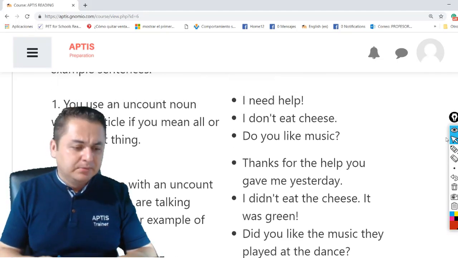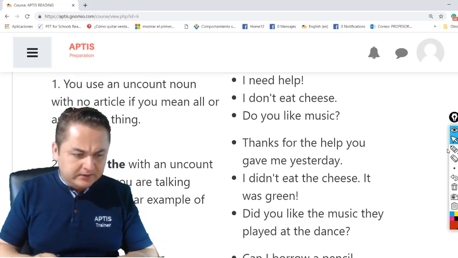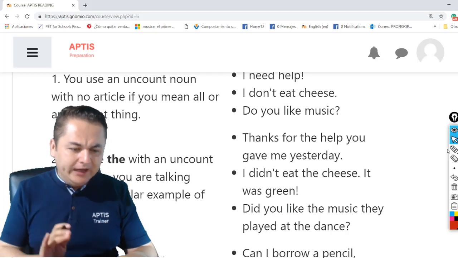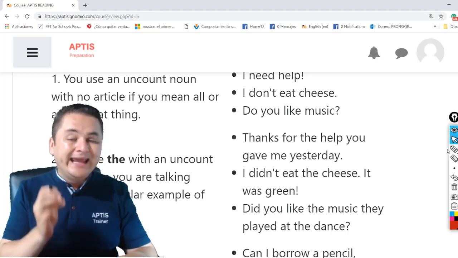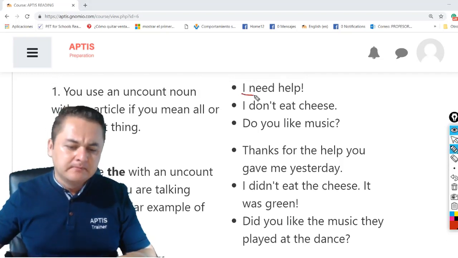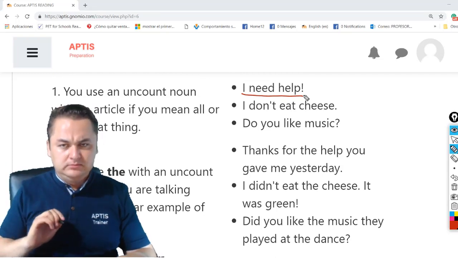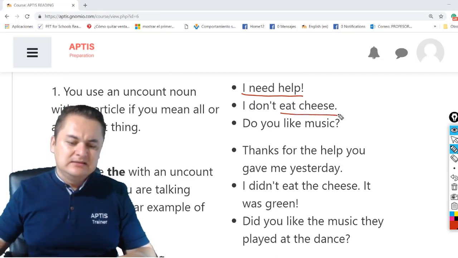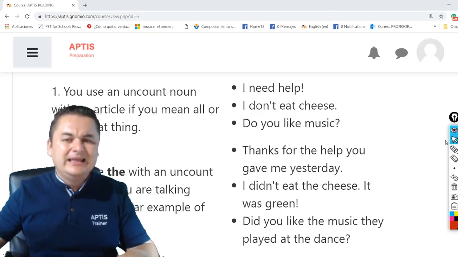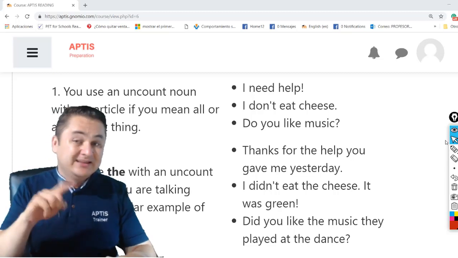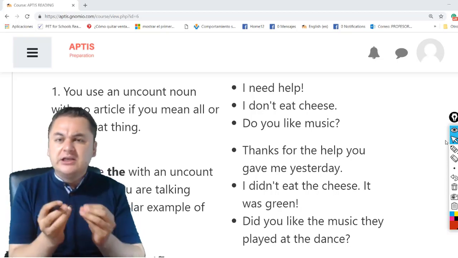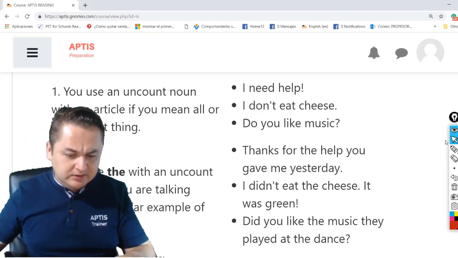And here are some good examples. This is for us to pay close attention to. It says you use an uncount noun with no article if you mean all or any of that thing. For instance, I can say, hey, I need help. I want water. I don't eat cheese. Do you like music? So you shouldn't say, I need the help. I don't eat the cheese. Or, do you like the music? Because you're not talking about something in particular. You're describing the concept in general.